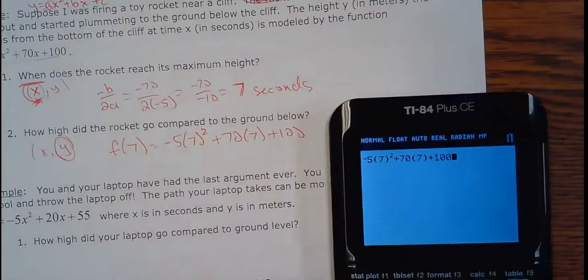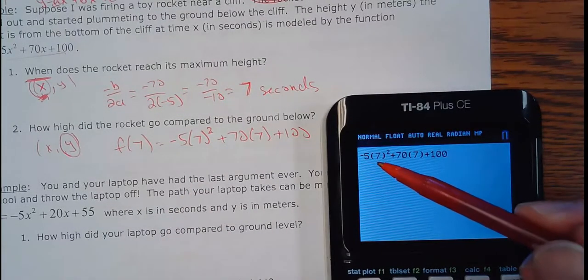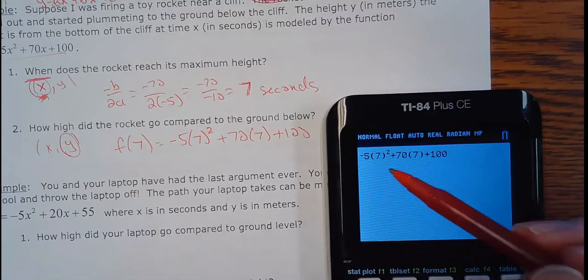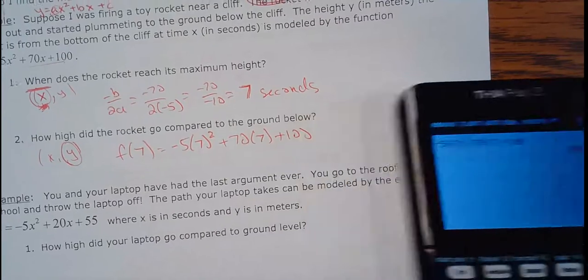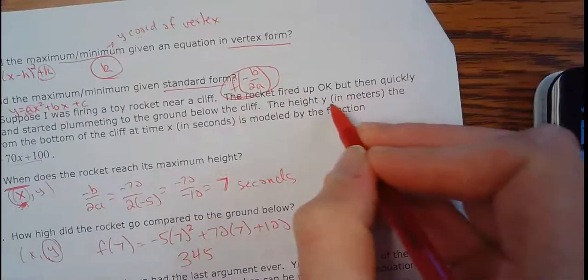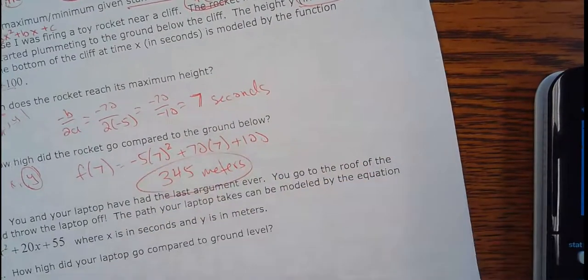If you want to type it in your calculator, this is how you type it in, just exactly the way I wrote it too. If you're going to do it one step at a time, you want to make sure you square first, then multiply by 7, then add whatever 70 times 7 is, plus 100. Looks like this was 345 meters. So 345, and it says meters up here, meters off the ground.